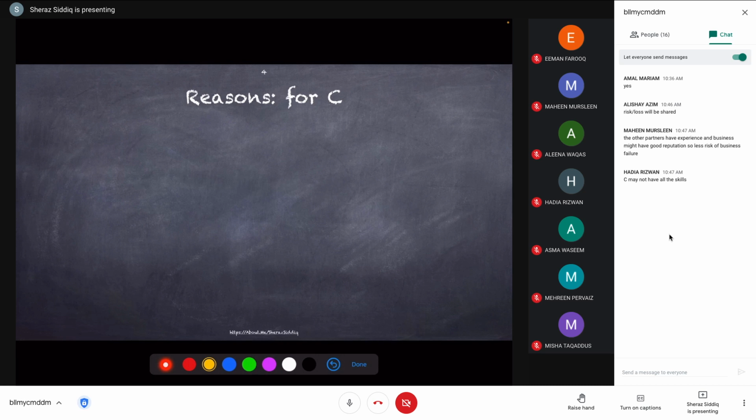Yes, true. So actually, if we see all the 3 points as Alicia, Maheen, and Hadia have mentioned, they all boil down to one thing. And that one thing is the risk of starting a new business from scratch. This is the key point, and that is why C is a bit apprehensive over here and is more interested in joining the new partnership business, right? So now let us look at these risks one by one.